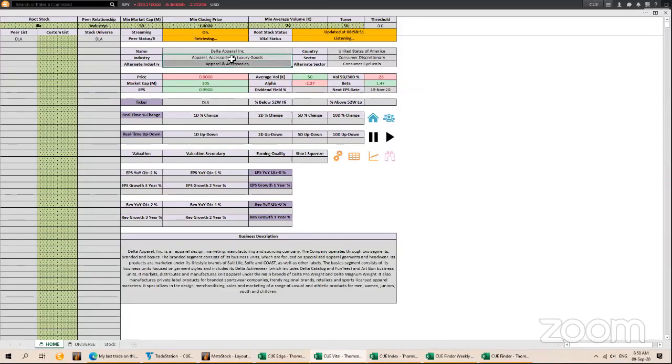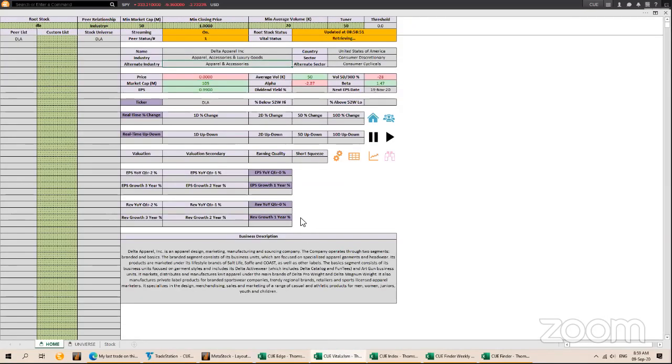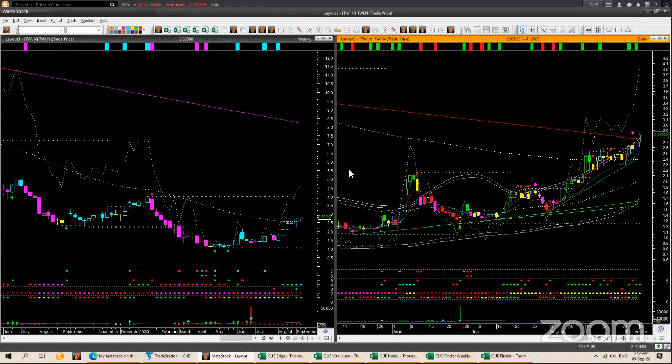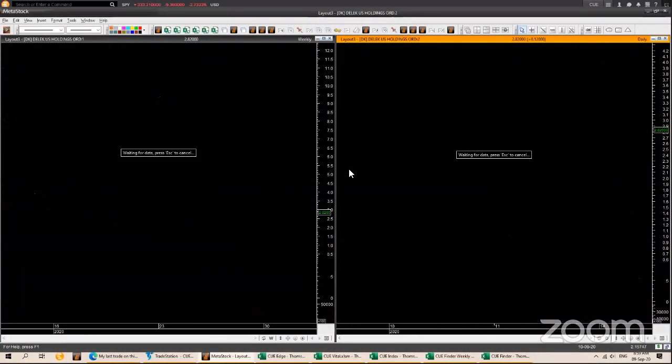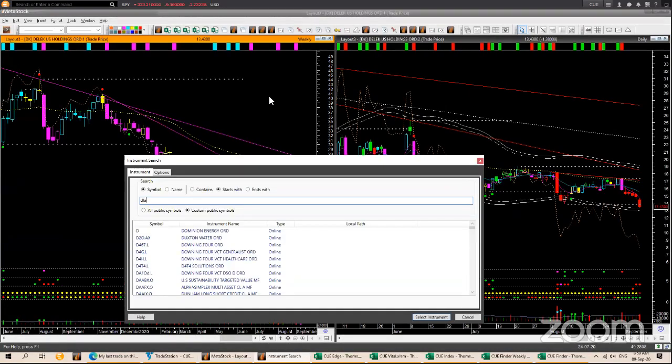When the industries are same or similar, you don't have to worry about which industry to check. In this case, we can check any one. Let's check out the industry. And here also, I found the industry was very strong, very strong. Let's look at the stock. While it is opening, let's look at the chart, DLA. Not DK, sorry, DLA.